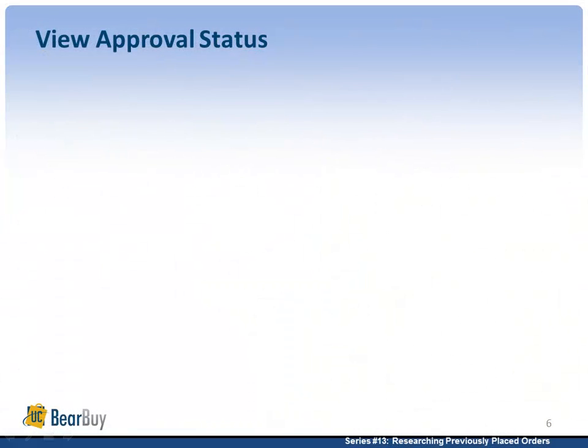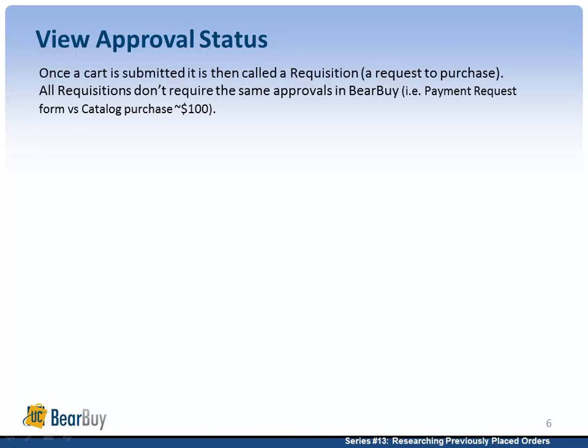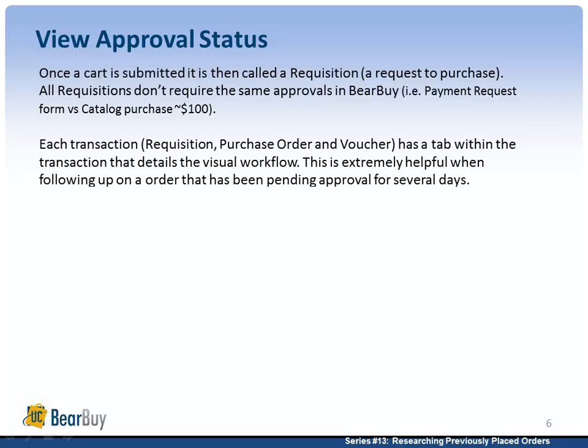Once a cart has been submitted, it is then called a requisition, a request to purchase. All requisitions don't require the same approvals in BearBuy. For instance, the payment request form versus a $100 catalog purchase. Each transaction, requisition, purchase order, and voucher, has a tab within the transaction that details the visual workflow. This is extremely helpful when following up on an order that has been pending approval for several days.